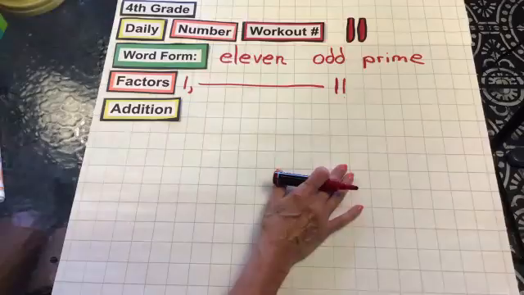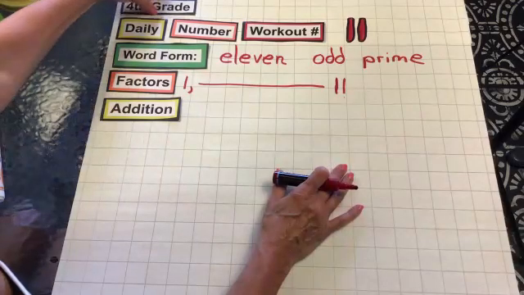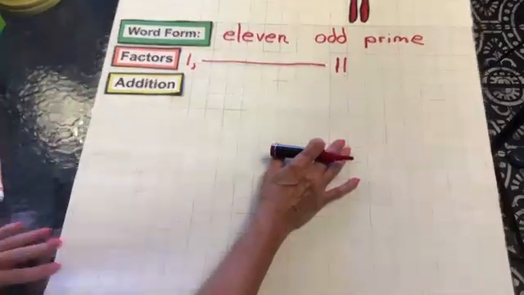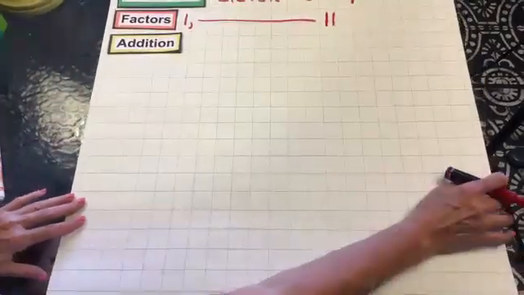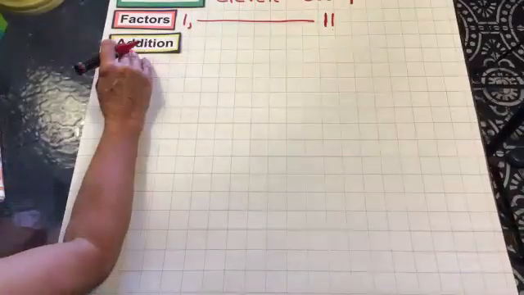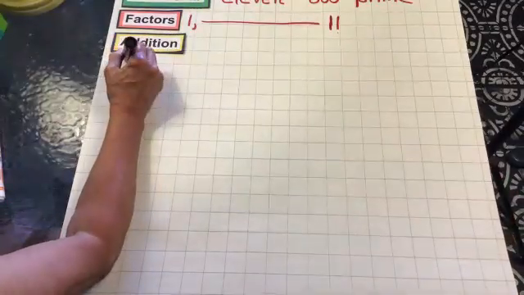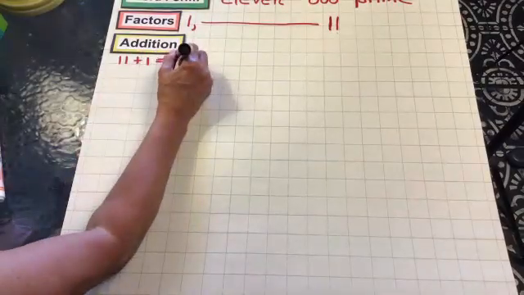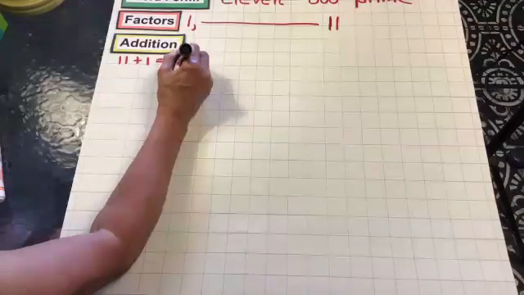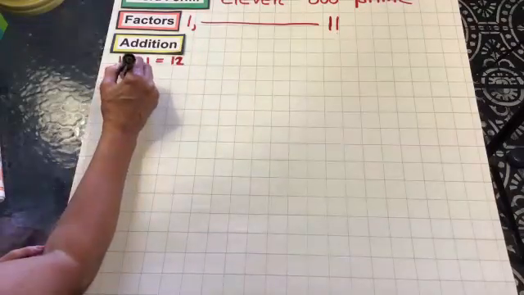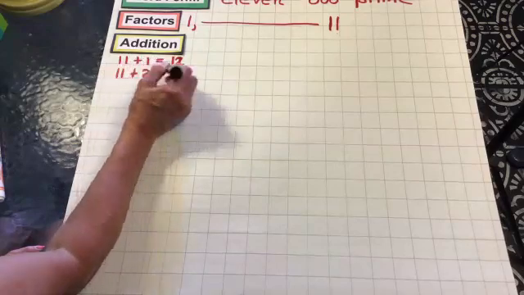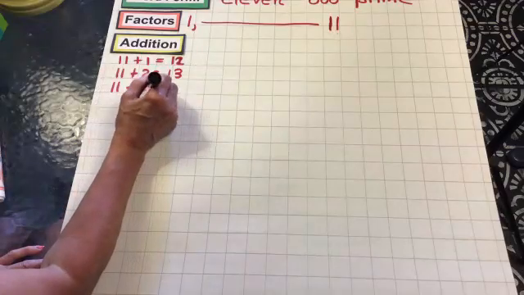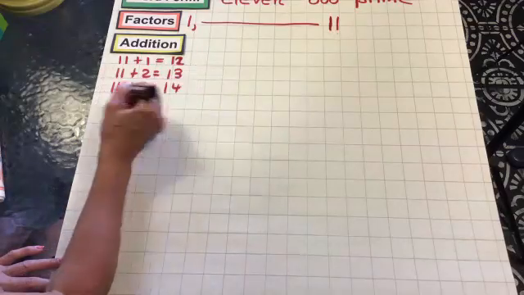So I'm going to move my paper up so you can see clearly what we are doing today. There we go. So we have 11 plus 1 equals 11. I'm sorry, 12. I'm always out of control. Help me out here. 11 plus 2 equals 13.